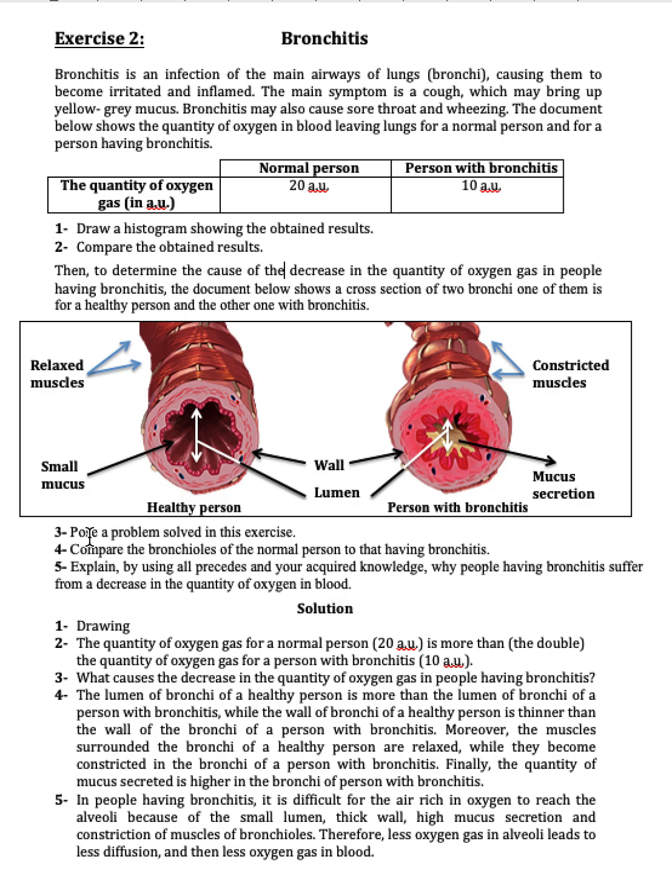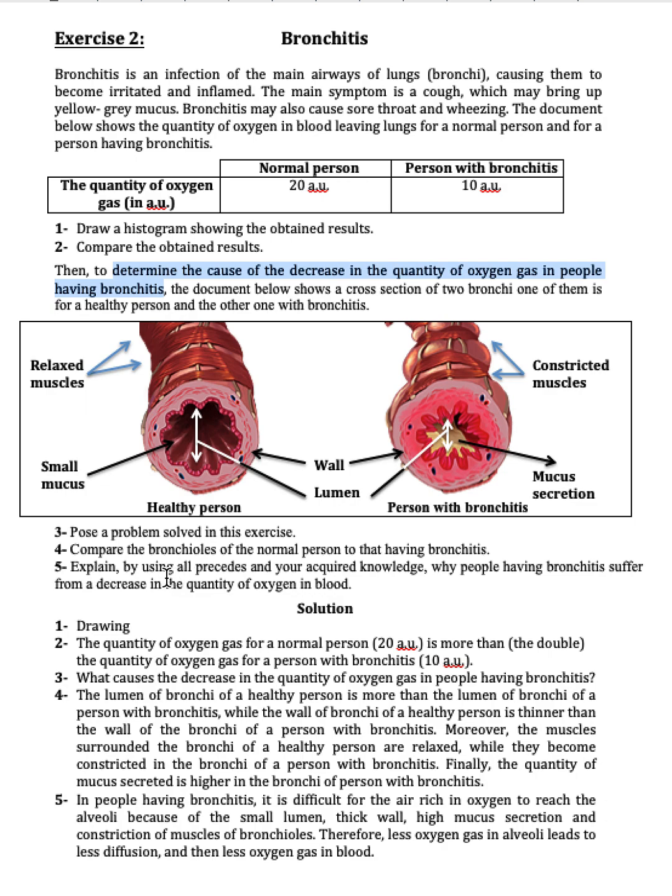Finally, we have here the posing of the problem. You can take the problem from the text here. So, what is the cause of the decrease in the quantity of oxygen gas in people having bronchitis? And don't forget to put a question mark. Or you can say, what causes the decrease in the quantity of oxygen gas in people having bronchitis? And don't forget to put a question mark.